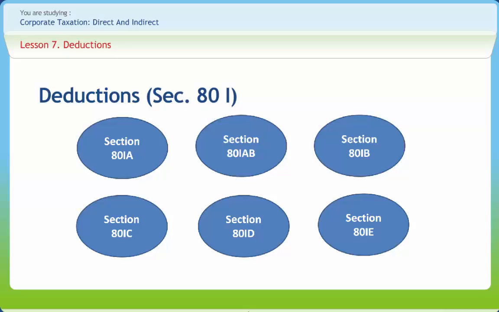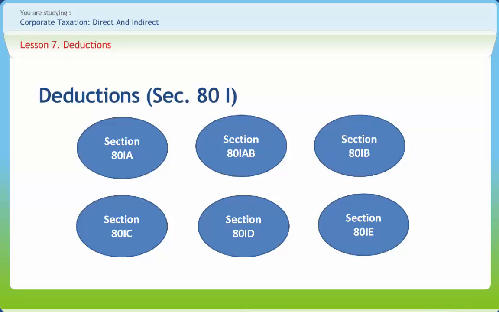80ID gives deduction in respect of profits and gains from business of hotels and convention centers in specified area. All assessees engaged in the business of hotel or engaged in the business of building, owning and operating a convention center and hotels located in specified districts having a World Heritage Site in India are eligible for such deductions. The amount of deduction is 100% for 5 consecutive assessment years.